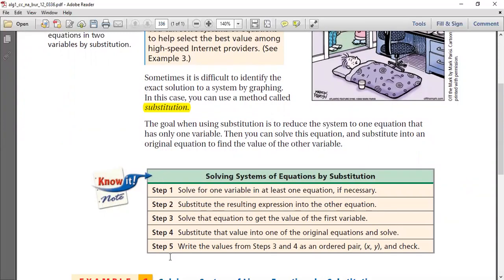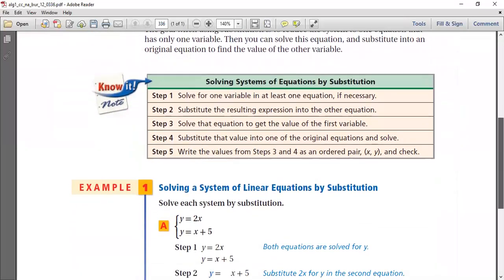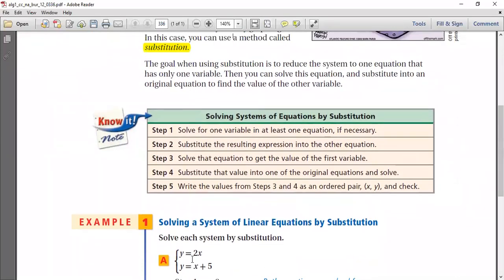Here they have given you 5 steps. Step 1, solve for one variable. You will not understand this unless I do the question, so once I finish showing you how to do the questions, you can go back and read the steps. Now see this, this is the system given to you: y is equal to 2x, y is equal to x plus 5. Both of these equations are given as y equals.